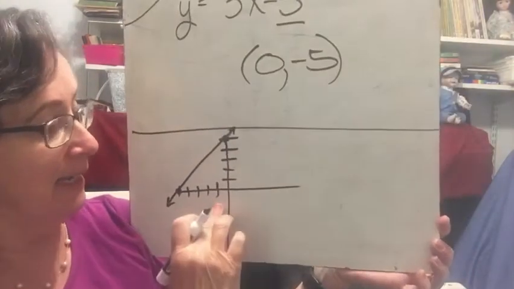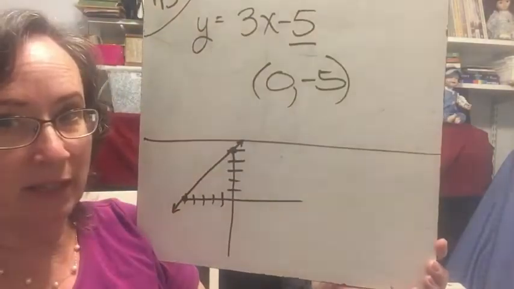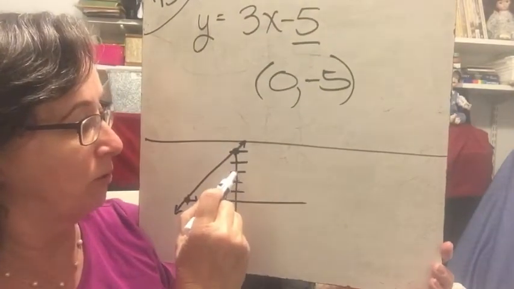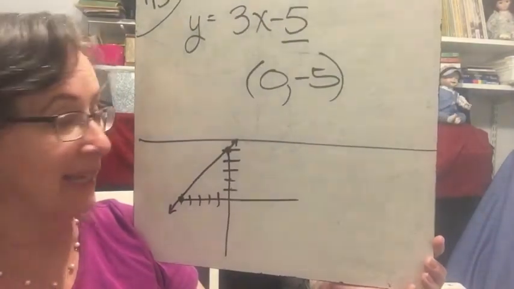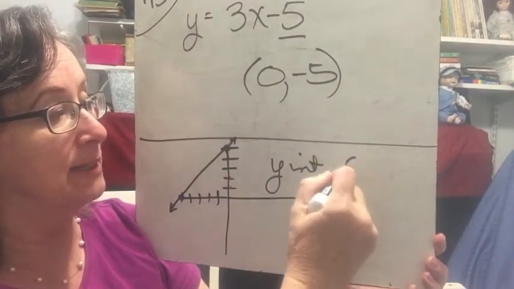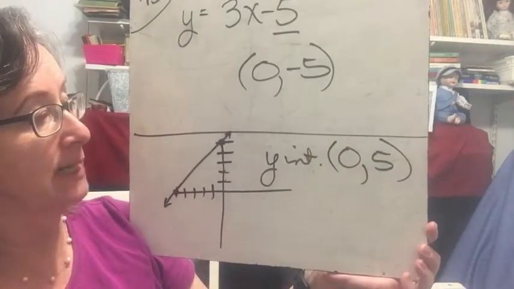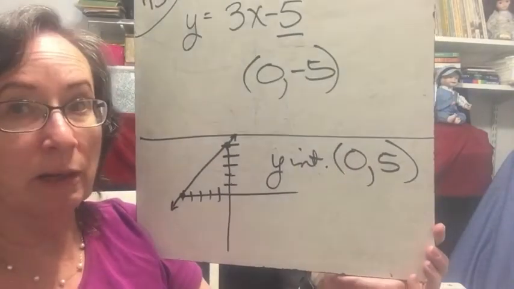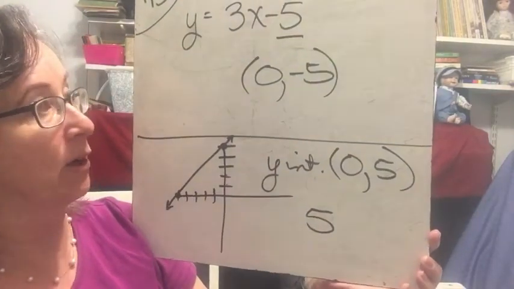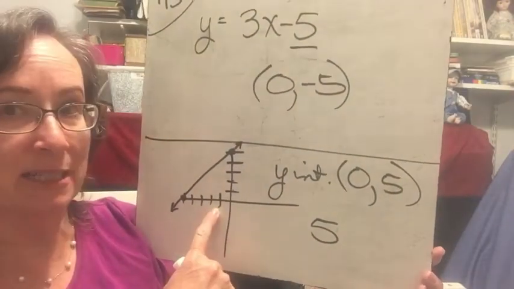Okay, and then it asked me to find the y-intercept of this graphed line. Here I don't have the equation, but I can see where it crosses the y-axis. And 1, 2, 3, 4, 5 is where it crosses the y-axis. So the y-intercept would be (0, 5). That's the point where it intersects, but we could say the y-intercept is 5 because we called it b in the equation.